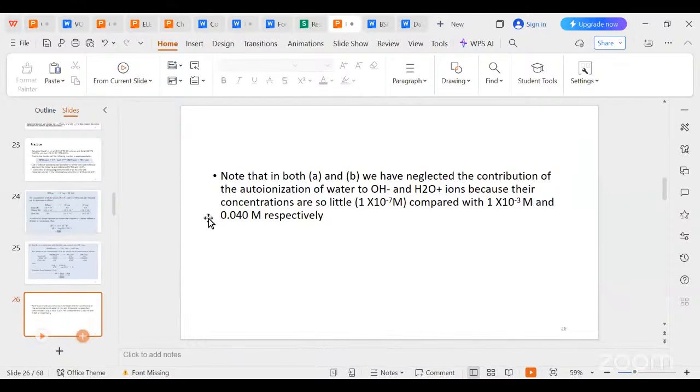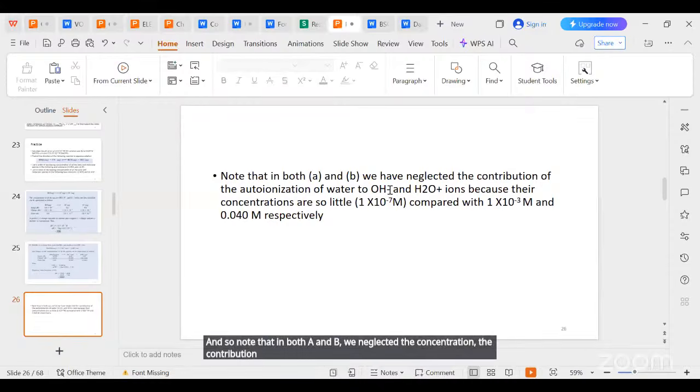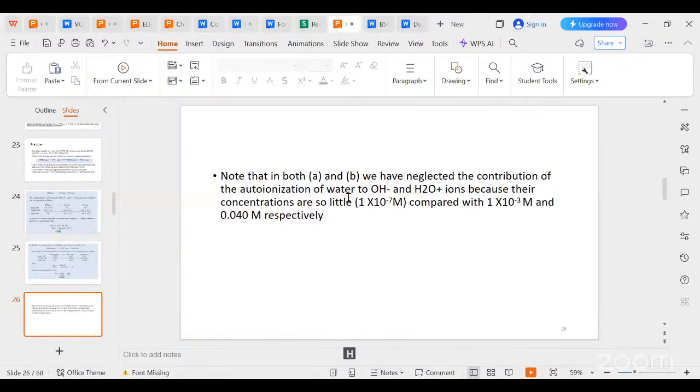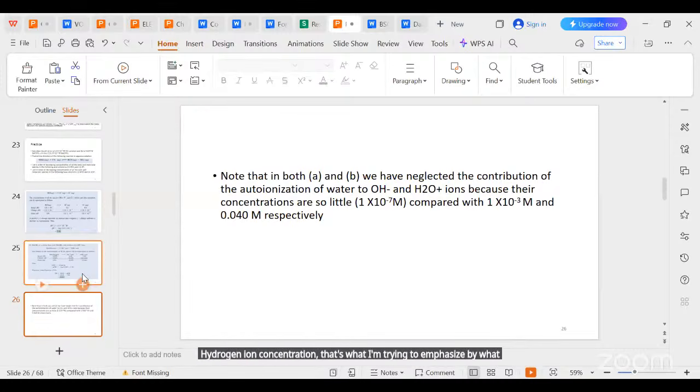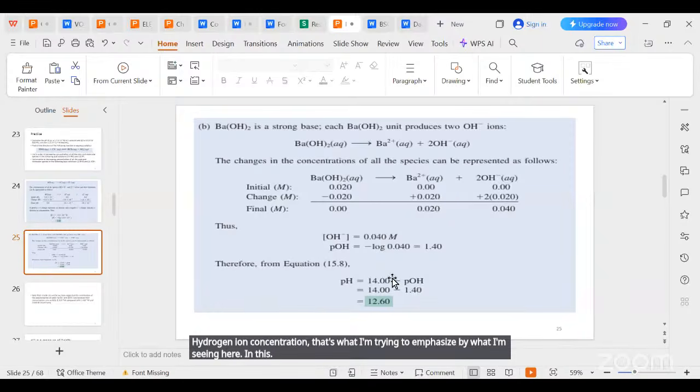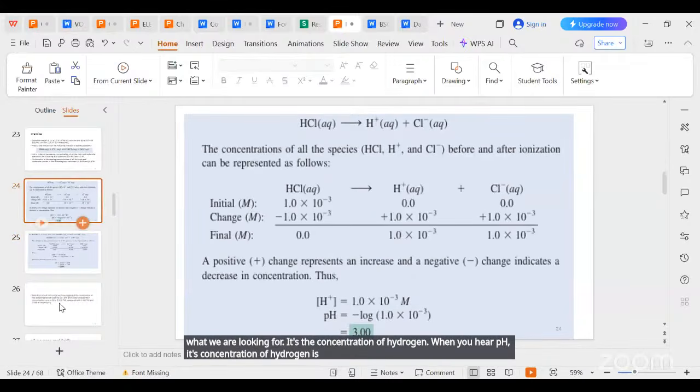Note that in both A and B, we neglected the contribution of OH minus in the solution. We are looking at hydrogen ion concentration. That's what I'm trying to emphasize. Even though we got the concentration of OH, that's not what we're looking for. It's the concentration of hydrogen. When you hear pH, it's the concentration of hydrogen it is trying to estimate.